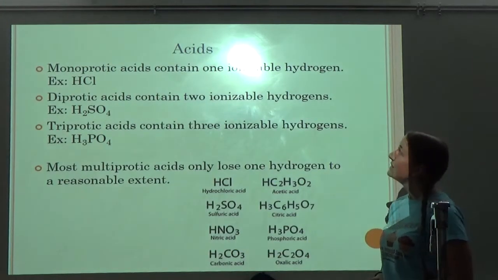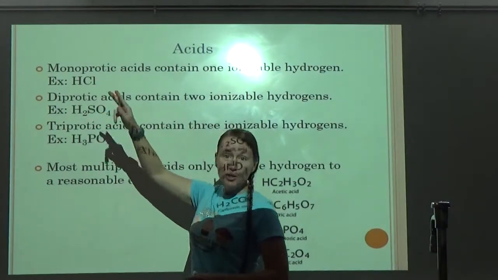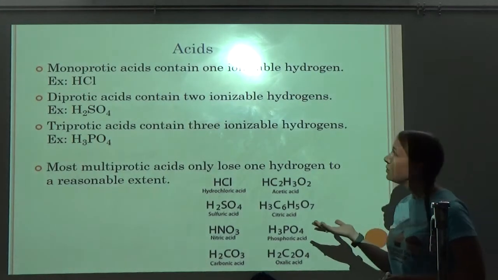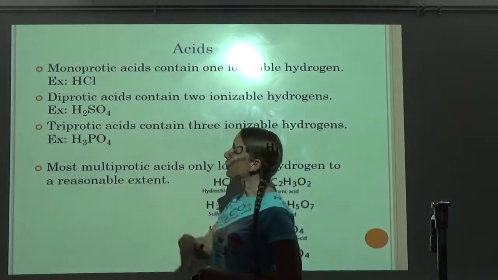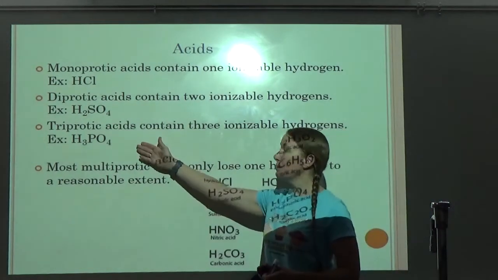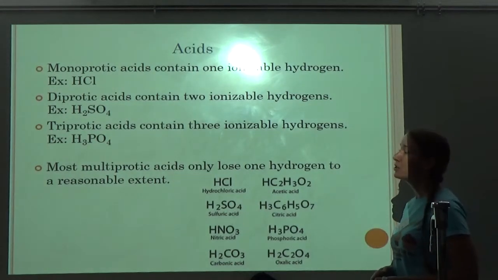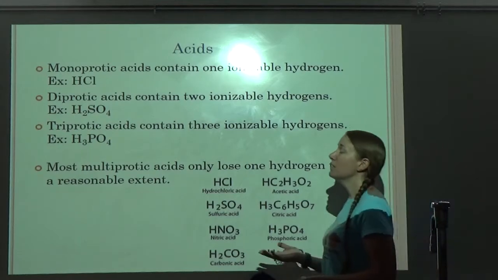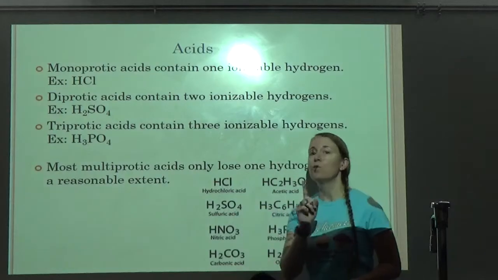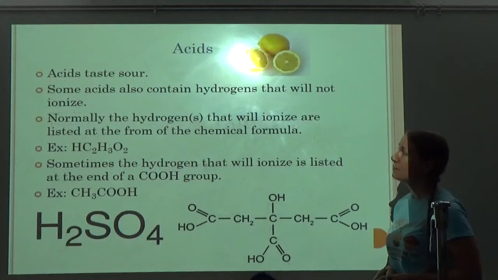So monoprotic acids contain one ionizable hydrogen. So like HCl has one hydrogen that it can produce when it separates into ions. Diprotic acids contain two ionizable hydrogens, so like H2SO4. And triprotic acids contain three ionizable hydrogens, like H3PO4. Most multiprotic acids only lose one hydrogen to a reasonable extent. So in other words, even though it's H3PO4, each one of those is mainly going to lose one hydrogen. The other two, they'll lose to a much smaller extent.